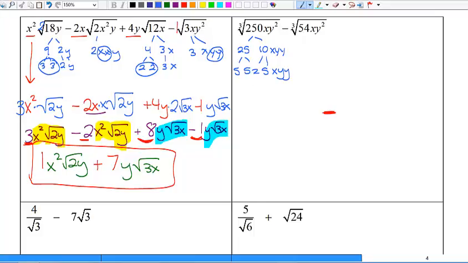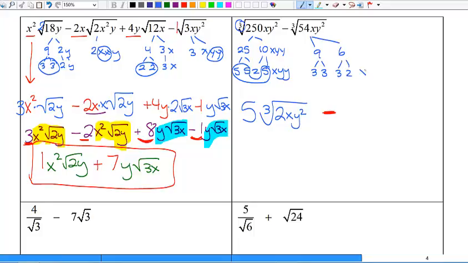And I'm looking for groups of 3 this time, so be careful, you've got to look at the index. So I've got a group of 3 5s, but that's it. I don't have any other copies of 3, so inside the cube root, I'm left with 2xy squared. Then I have the minus. 54, that breaks down into 9 times 6, which is 3 times 3, and then 3 times 2, 1x and 2 y's. I'm looking for groups of 3, so the 3 comes out, and then the leftovers 2xy squared are the same.